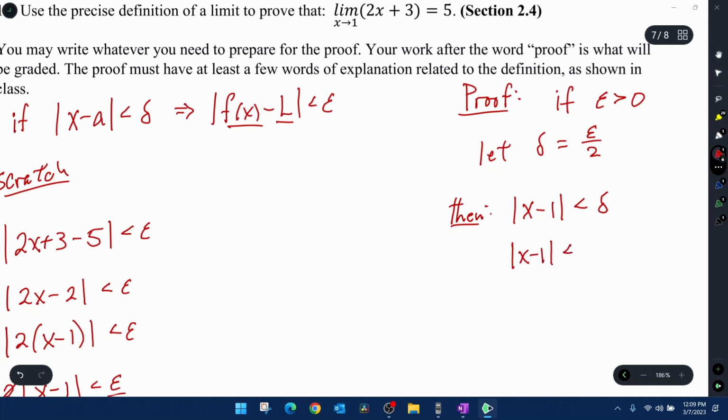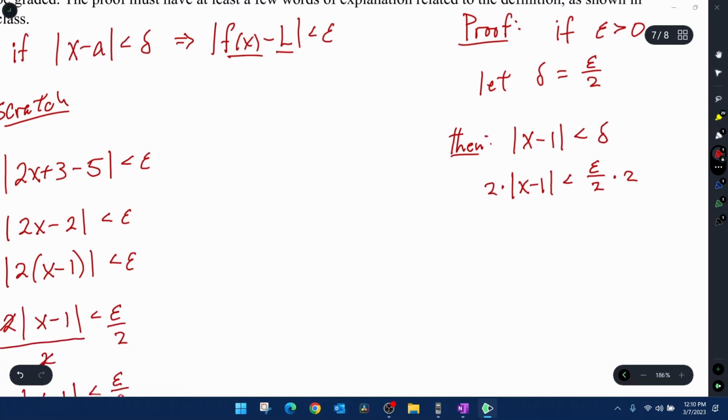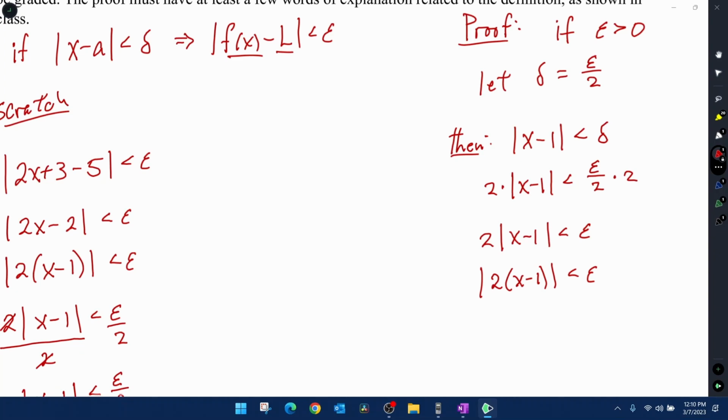And we said let delta be, so I do a substitution. I replace delta with what I want to let it be. And then at this point, could I multiply both sides by 2? And then could I bring the 2 inside the absolute value? And then could I distribute the 2?